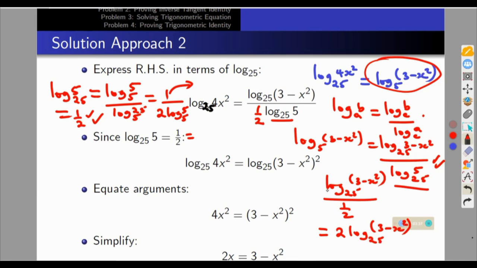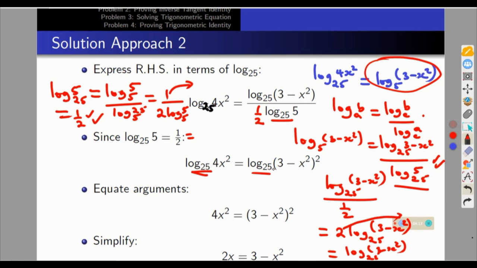So from this given point, that's why we shall be having this expression, because the 2 will come there and you will have this as log of 25 of 3 minus x squared. So for that case, it means we shall have log of 25 of 4x squared equaling log of 25 of 3 minus x squared, then again squared. So the 2 will come here and it will square 3 minus x squared. So from here, you realize you have achieved on both sides the same base. So this is log of 25, this is log of 25.